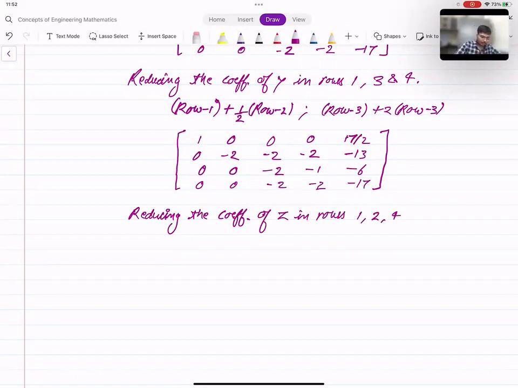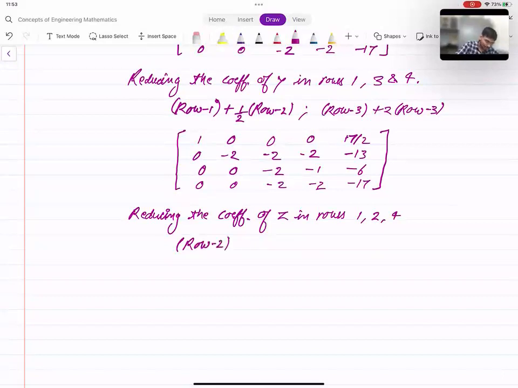So for this, how can it be done? Let us see. Now, since in row 1 the coefficient of z is already 0, we need not do any operation over there. So let us do it for row 2.